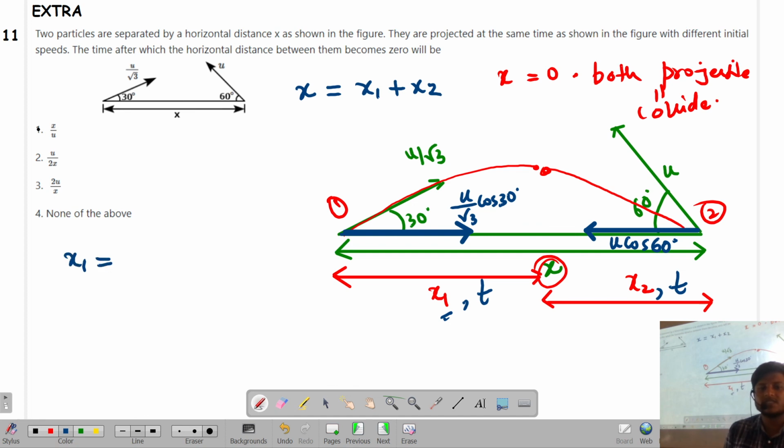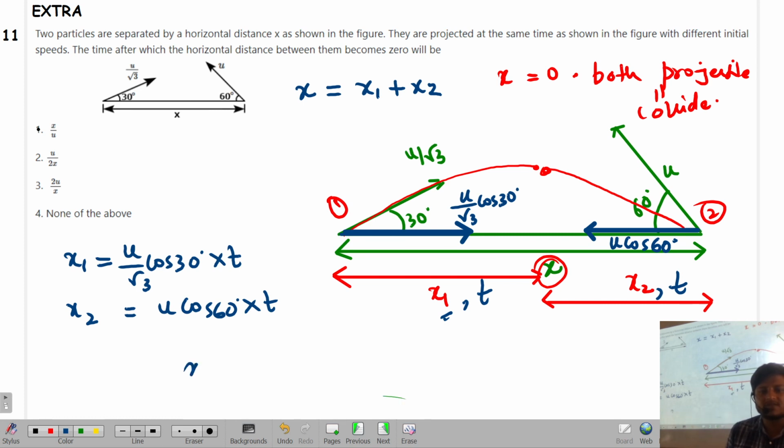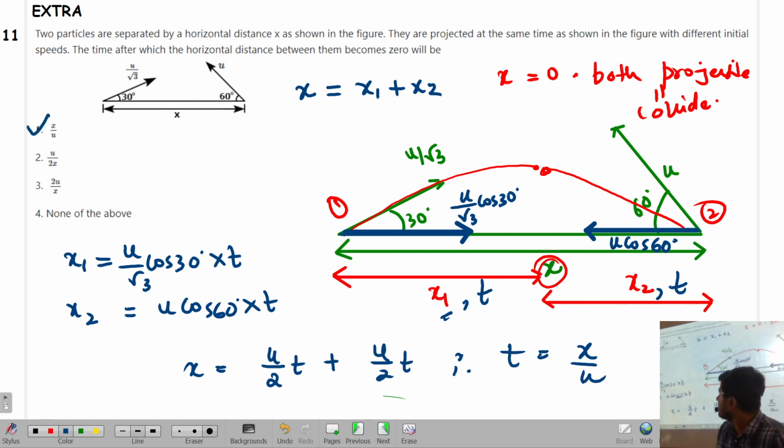Now look over here. What is x1? x1 is equal to the velocity of the particle, u by root 3 cos 30 degree, into time t. What is the distance traveled by particle 2? u cos 60 into time t. Now put it in this equation. x will be equal to u by root 3 cos 30, which is root 3 by 2, or not? Tell me yes or no. So u by 2 into time t plus u by 2 into time t. Therefore, time is x by u. Option A is correct.